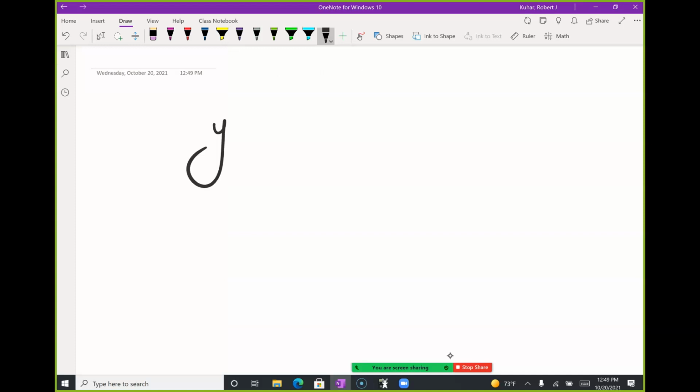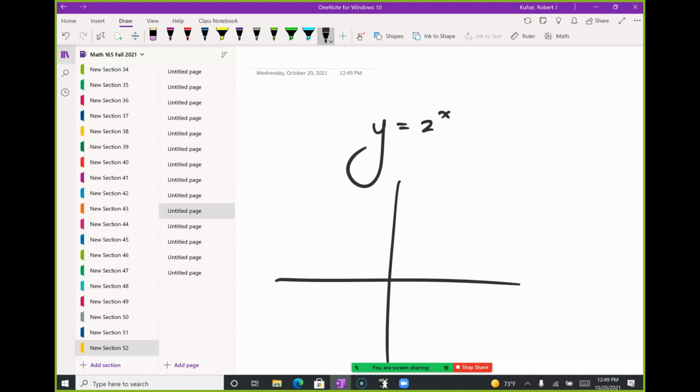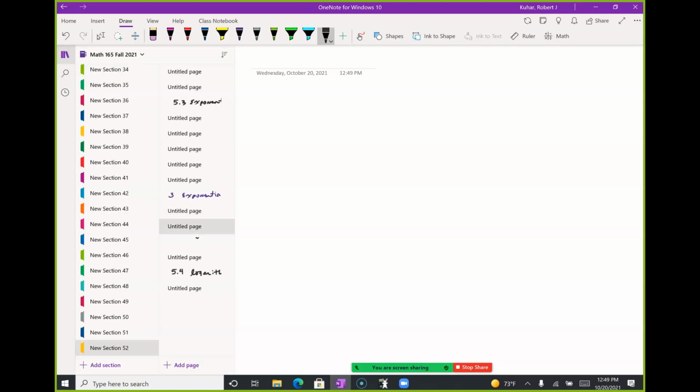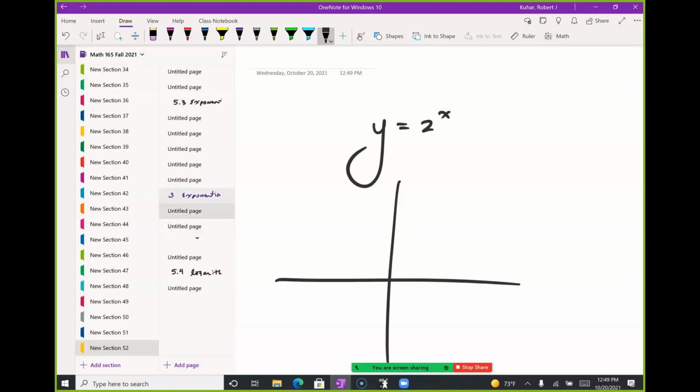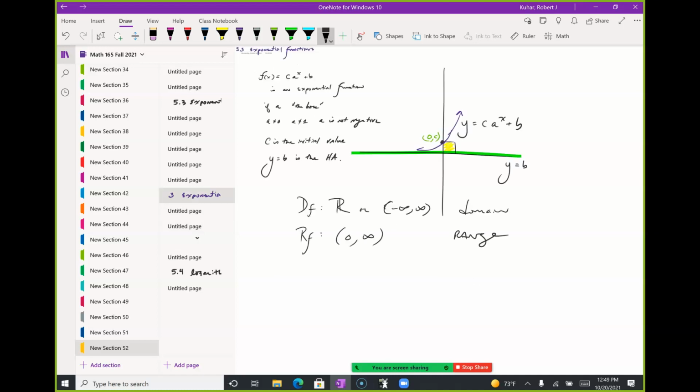So like y equals 2 to the x, right? What does that look like? I should go back. Sorry, let me go back. I should explain some of this stuff here, I guess. This stuff.